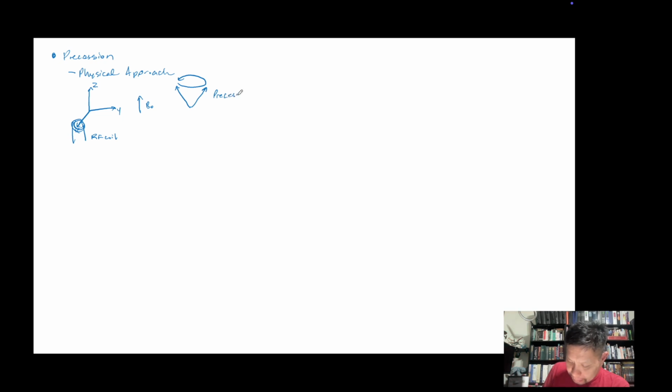So, precession of differential population spins. They have a net magnetization in the z-axis, not in the XY plane. So let's just remember that.